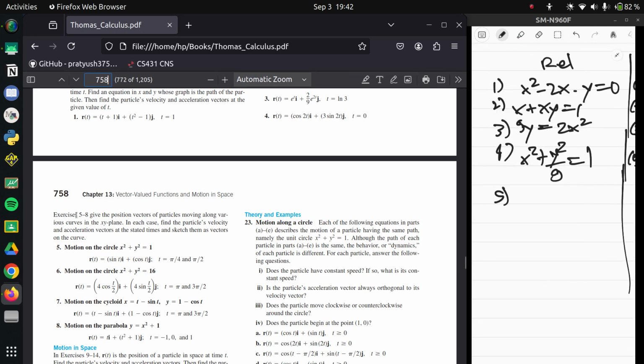Okay, fifth is r equal to sine t, or just like e power, not exactly, okay, it's switched, but whatever. So it's sine t, cosine t, and t equal to pi by 4.